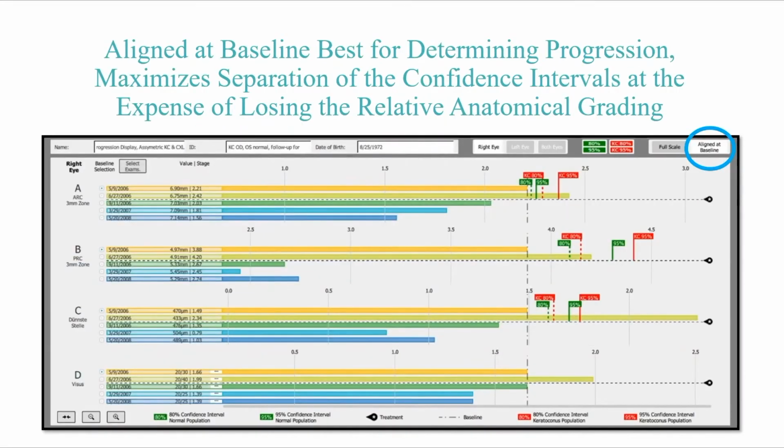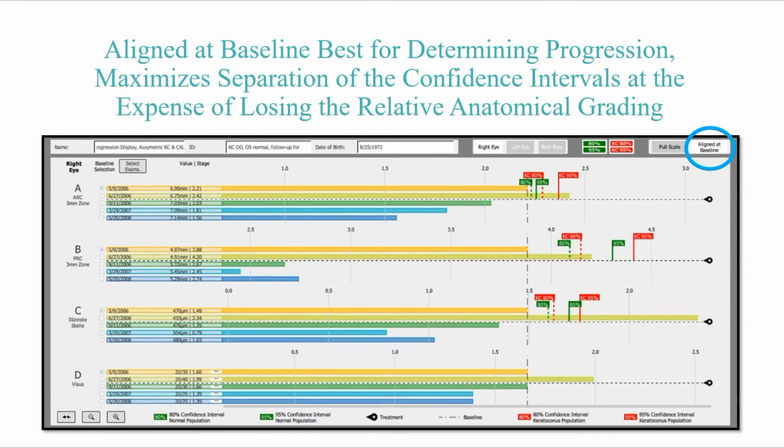Well, aligned at baseline is designed best for determining progression. If you look at the scales of each of these A, B, C, and D, notice the scales are all different. That's because each individual parameter is maximized to show the biggest separation between the confidence intervals.